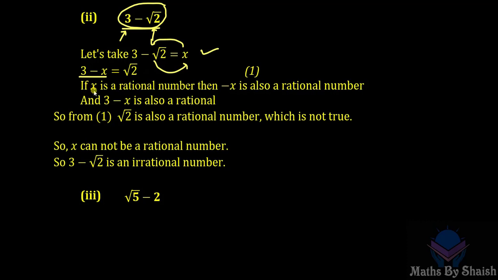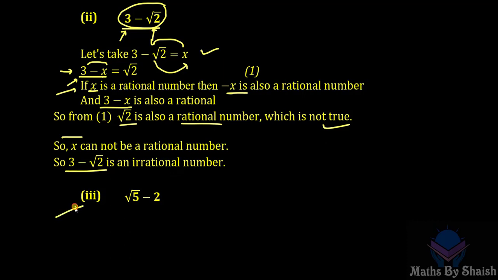Now if x is a rational number, we will give the same explanation. If x is a rational number, minus x is also a rational number, and adding 3, 3 minus x is also a rational number. Now from here, this is the same as root 2, so root 2 is also a rational number, which is not true, because we know root 2 is an irrational number. So x cannot be a rational number, because we started with that assumption. If x cannot be a rational number, it has to be irrational, and hence 3 minus root 2, which is x, is an irrational number.